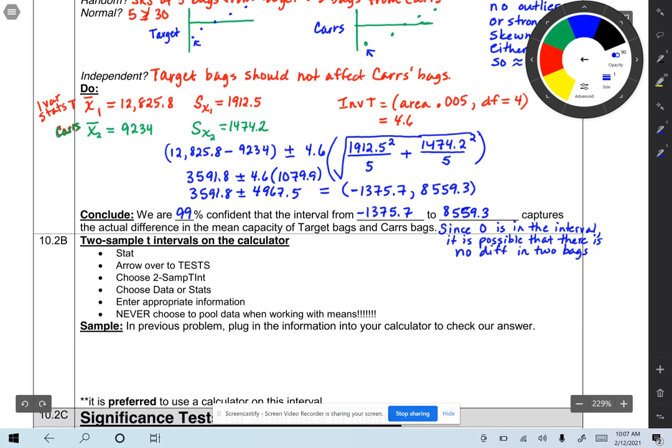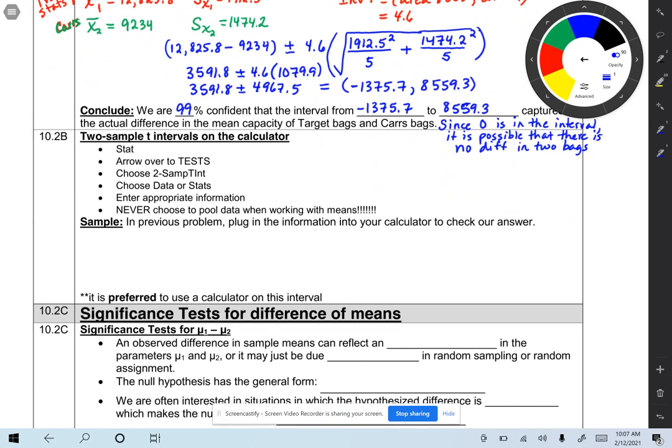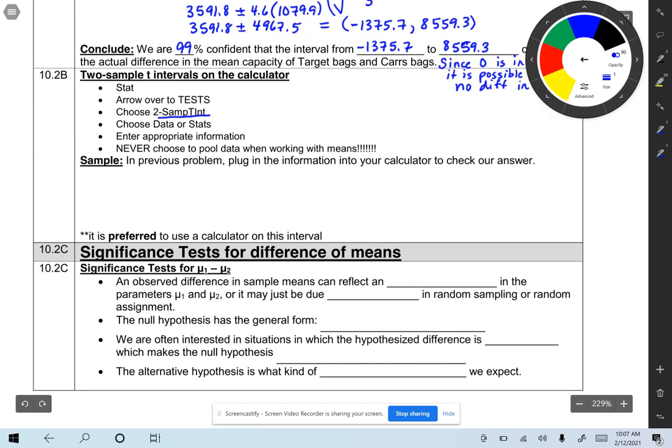Right. You can also do a 2-sample t interval on the calculator. And what you do is you go to stats and then you go arrow over to tests. You choose the 2-sample t interval. And then you choose data or stats. If you want to, just use your data because you already have them in a list. Choose data. Enter your appropriate information on the prompts. And don't ever use pooled data when working with means. That's only for proportions, and they will give you that option. And then it's going to give you the interval.